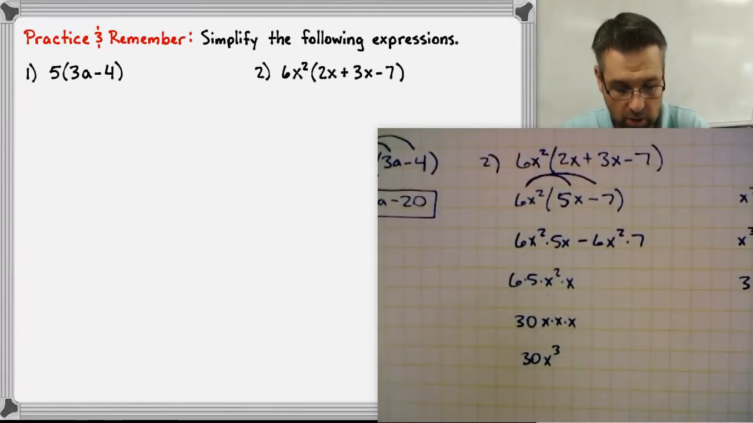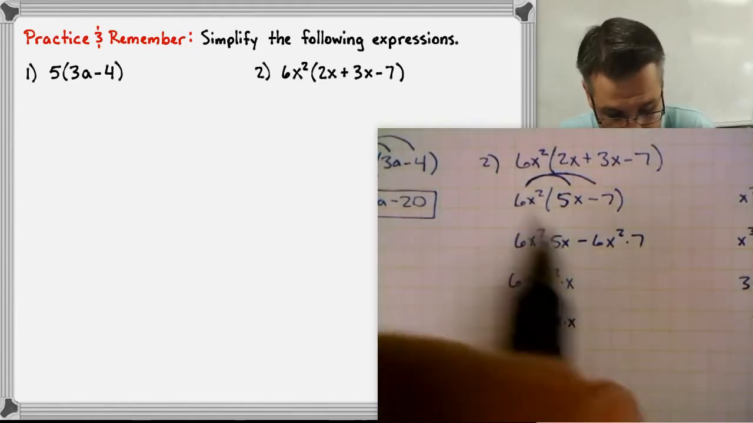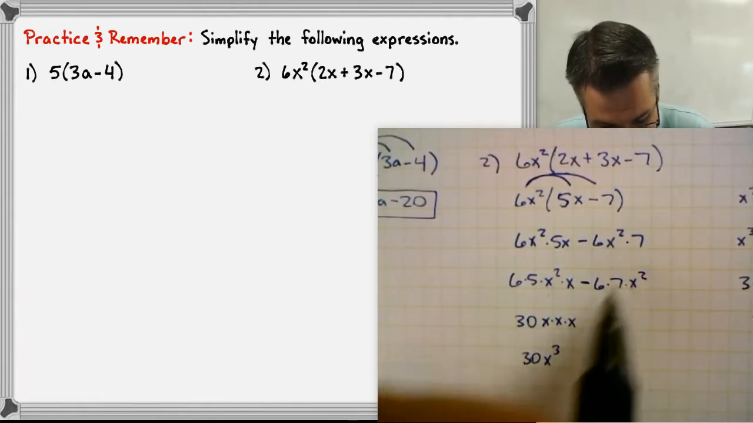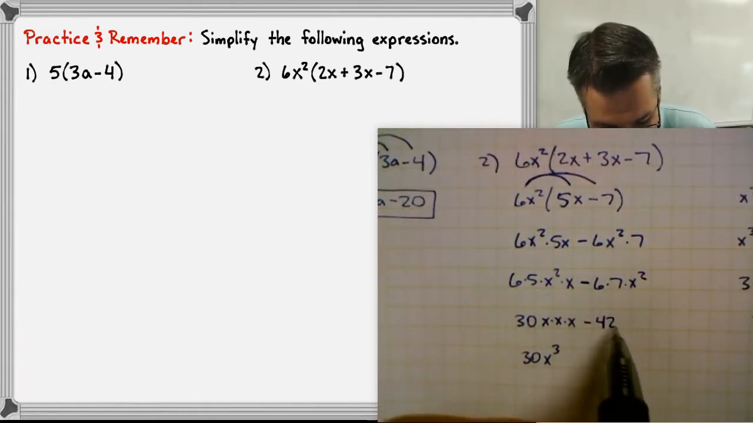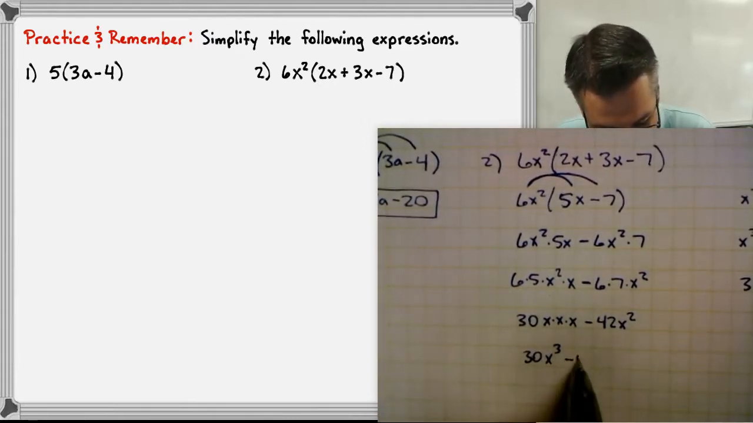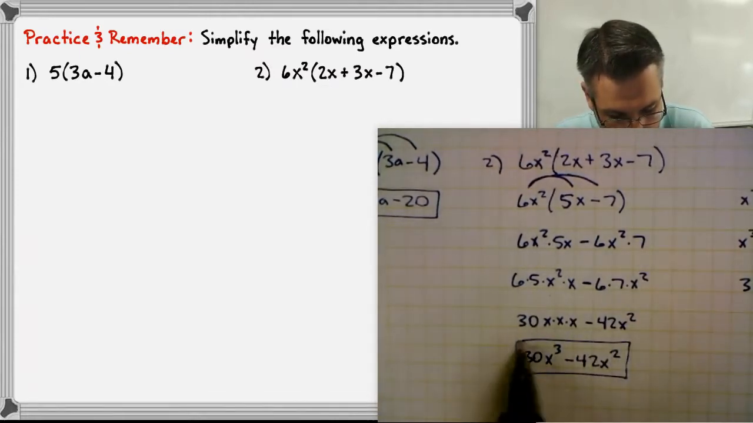This is going to be important in terms of identifying factors here in a second. In the second piece, we could rearrange that, so we could say 6 times 7 times x squared, and so we end up with 42x squared. We could write that out as x times x, but ultimately it's x squared, okay? So this is the simplified form of number 2.